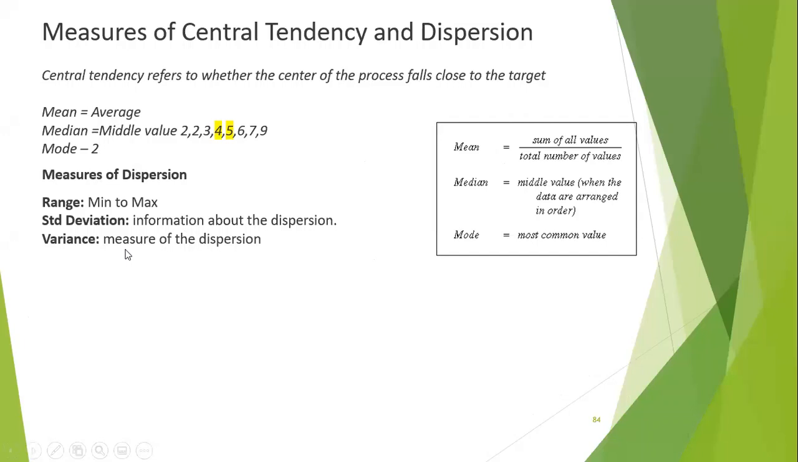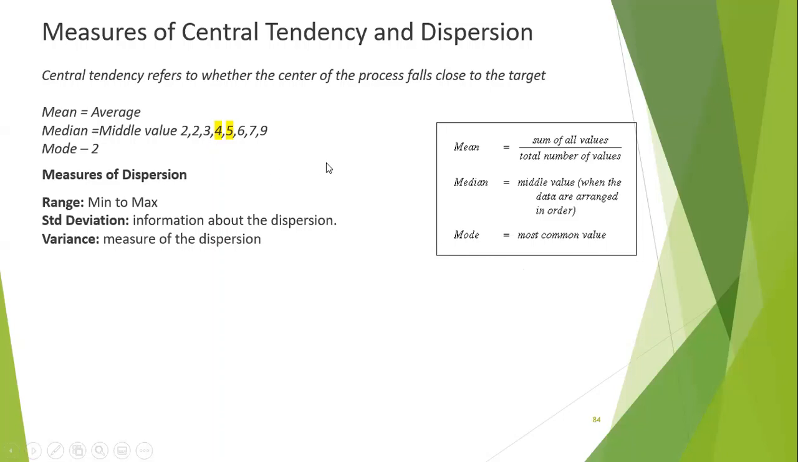And variance is the measure of the dispersion. Variance is your mean and the individual data difference. This is a formula. Mean, everyone knows about it, right? Sum of all the values divided by the total number of values. Median is the middle value. As we discussed, if it is 7 digits, we can take one as the middle. If it is 8, then you have to take the 2 middle values and divide by 2. And mode is the most common value. Here 2 is the most common value.